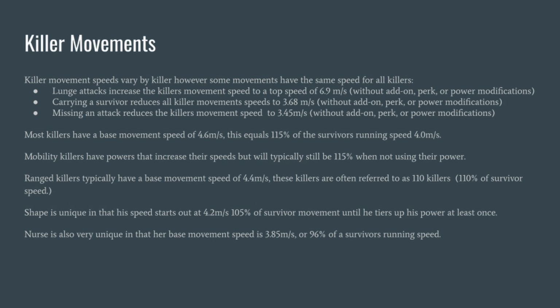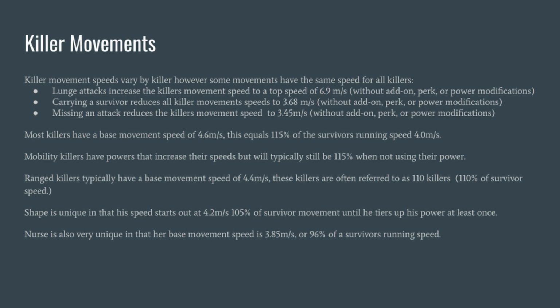There are 3 things that will cause killer movement speeds to be consistent among every killer. Their lunge attack ups their speed to 6.9 meters per second. Carrying a survivor will reduce their movement speed to 3.68 meters per second. And missing an attack will reduce their speed down to 3.45 meters per second.